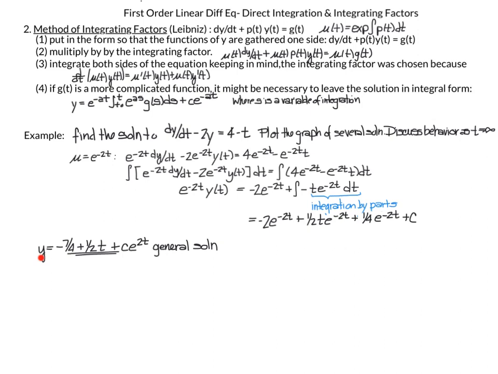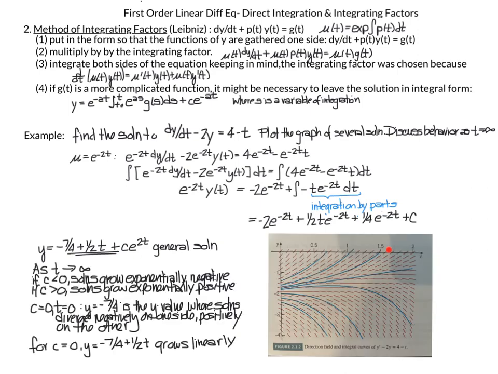And now to solve for y, I'm going to divide both sides of the equation by e to the minus 2t. I'm also going to combine these two terms since they have the same exponent, and I get y is equal to minus 7/4 plus 1/2 t plus c e to the 2t.